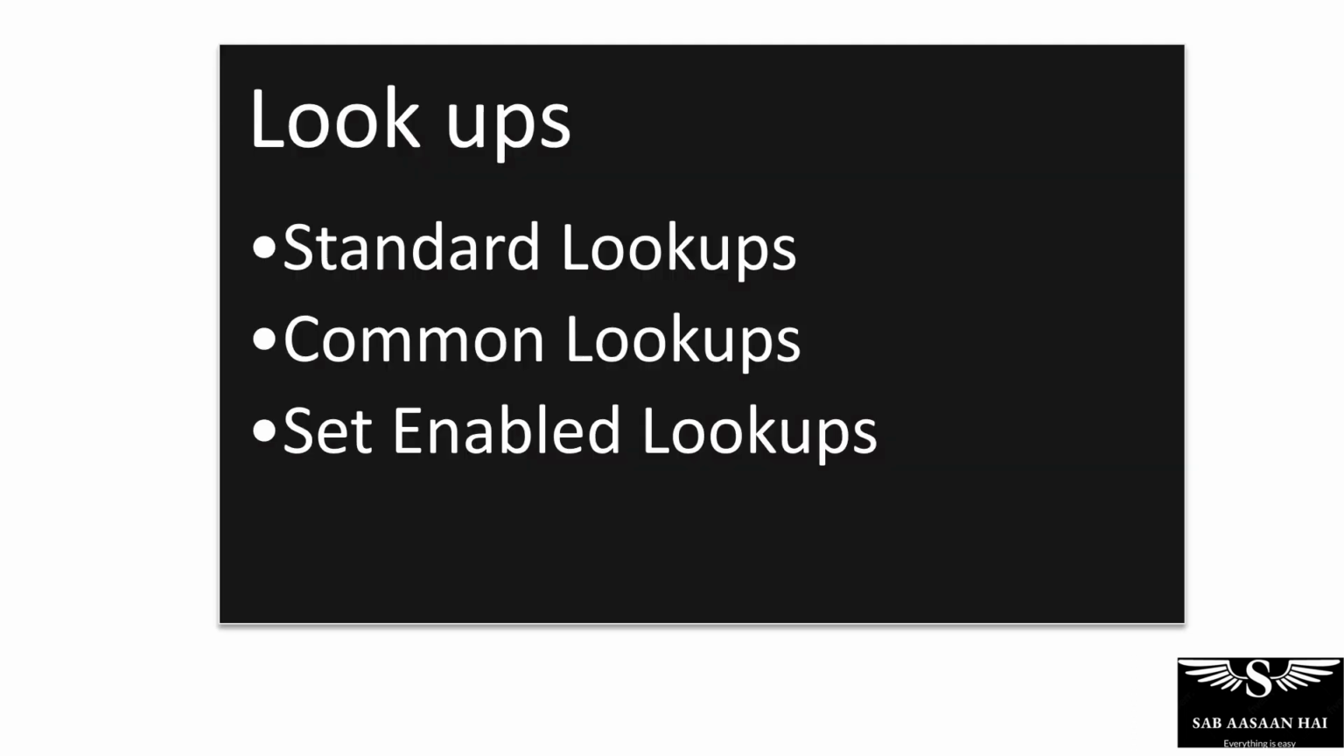So let's move. As a part of our next topic, we are going to learn about these lookups. Lookups are something which is required for doing the validation, and it has some additional functionality which we had seen in value sets. Similar, we can identify, but there are some differences between the lookups and the value sets. There are actually three different types of lookups available. One is the standard, second is the common lookup, and third is the set enabled lookup. We will go one by one through what these different types of lookup are.